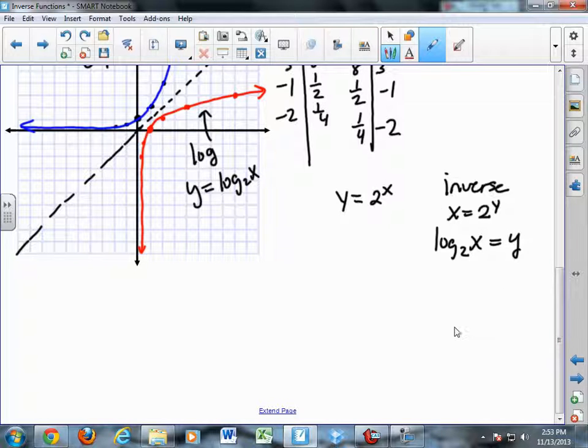So my inverse function, I think I used f of x here, is f inverse of x equals log base 2 of x. We'll go into more on inverse functions in the next video.